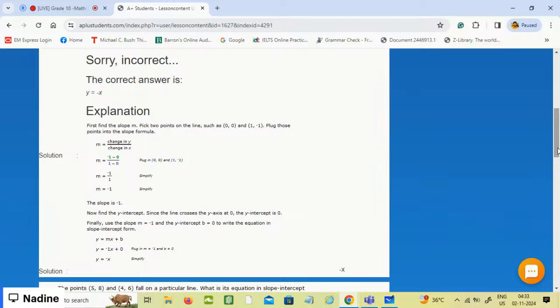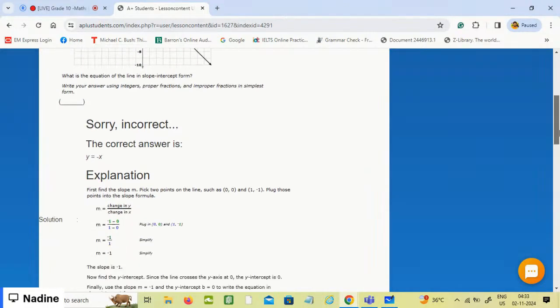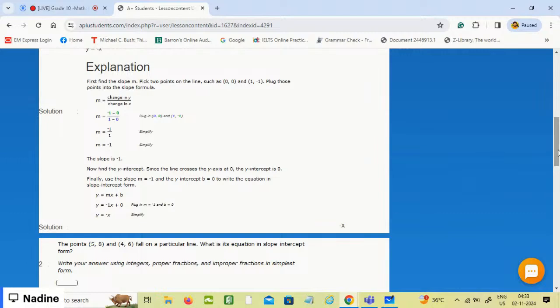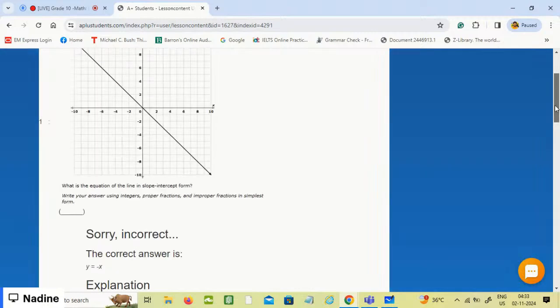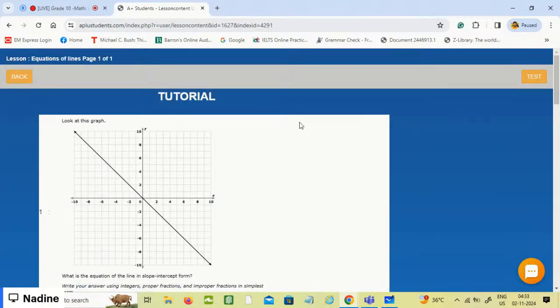So that would be change in y divided by change in x. So the slope is negative 1 and you have b from the graph because that is passing from the origin. So y is 0. So that means y equals negative 1 x. Let's just start with the test questions.